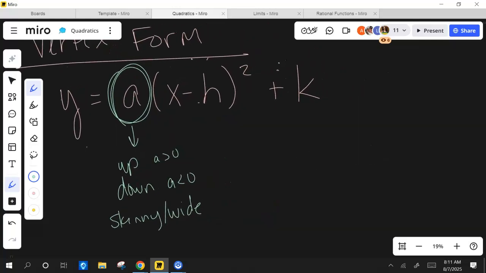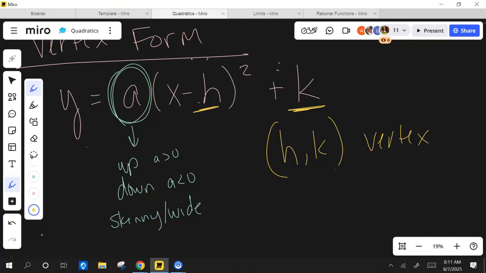The other thing that this one gives you is the vertex, and this is so nice. Notice this minus sign here. That's going to come into play in just a second. The h and the k together make up the coordinates of my vertex. If either one of them is missing, then it's 0. Because you can always add 0, it doesn't change the equation, right?